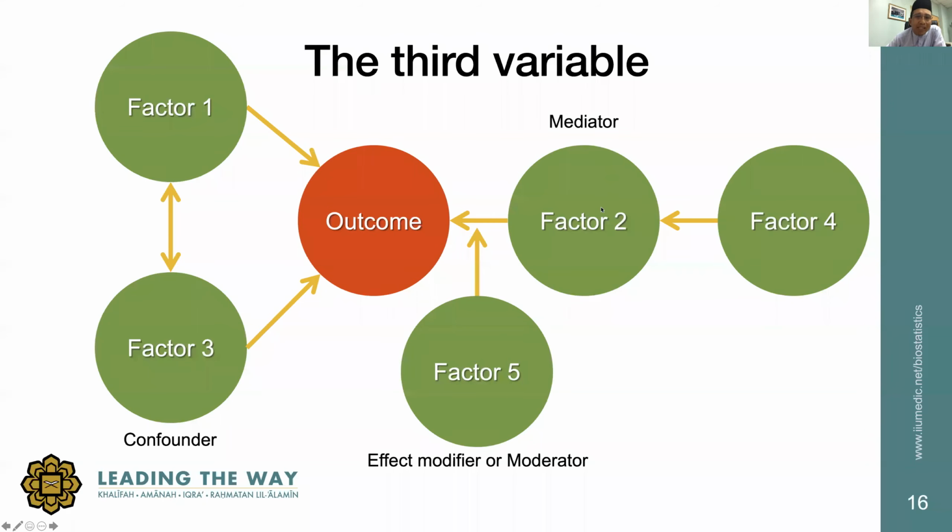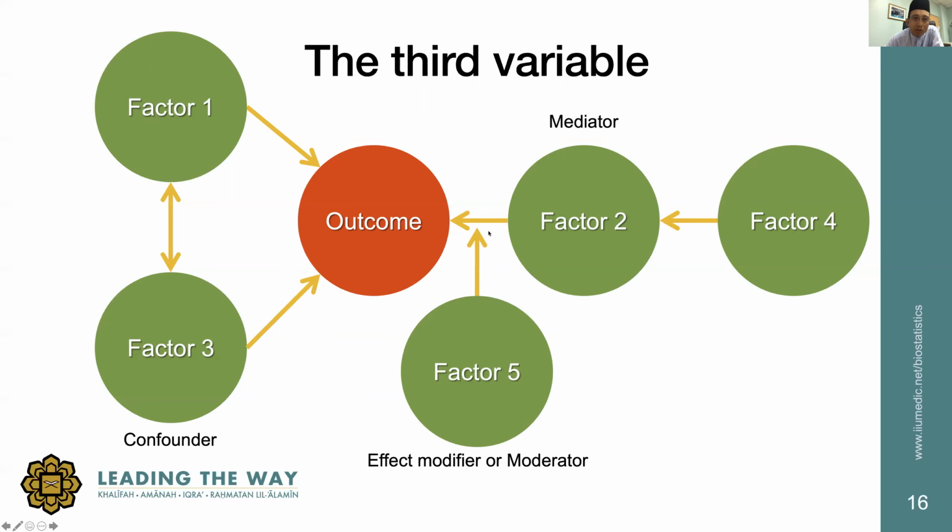So for example, a mediator has two types. There are two types of mediator. One we call full mediation, like this one. Or you can also have what we call partial mediation. Partial mediation means, if this is a mediator, this relationship must be significant, and this relationship also must be significant. Then the other relationship cannot be significant, if you're talking about these three variables: outcome, factor 2 and factor 4. So this one must be significant, this one significant, and there is no other significant relationship. So we call it the full mediation effect of factor 2. However, if this is significant, and there's another arrow, factor 4 directly to outcome, also significant, we call this partial mediation effect.